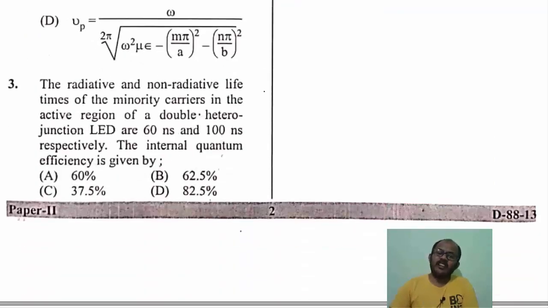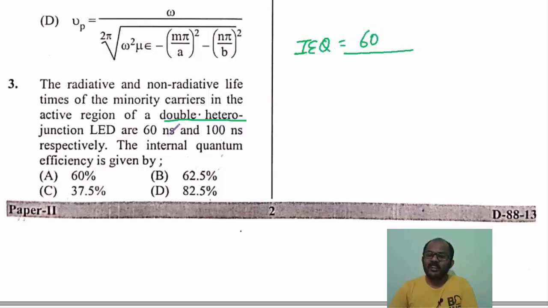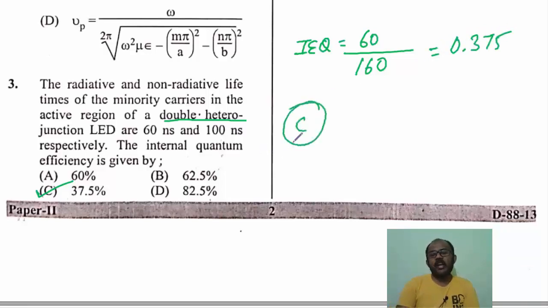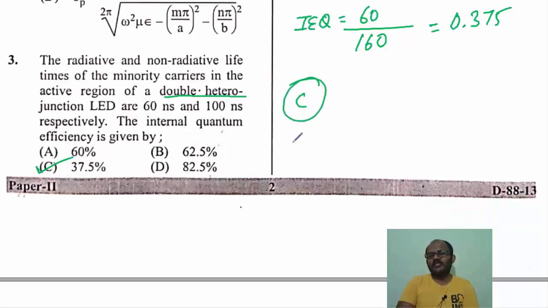Third question, what they have given is the radiative and non-radiative lifetime of minority carriers in the active region of a double hetero LED are 60 nanoseconds and 100 nanoseconds. We know that internal quantum efficiency is given by 60 divided by the total value, which is 160. So I will get 0.375. If I express it in terms of percentage, it is 37.5%. So the option that follows is option C.